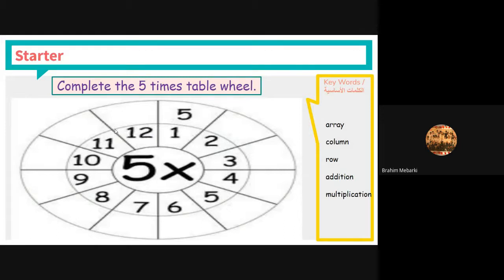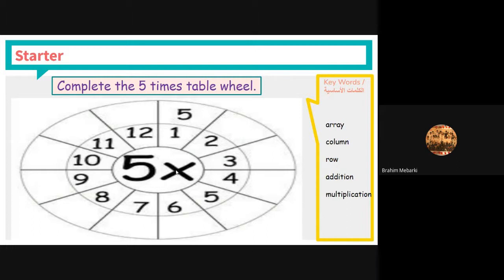Great. Now, the starter. Before we start our lesson, let's do this quick starter. You're going to complete the 5 times table wheel. So 1 times 5, 5. 2 times 5, how much? Just shout the answer if you have it. 2 times 5, how much? 10. Very good, 10. When we say 5 times 2, it means 5 is repeated 2 times.